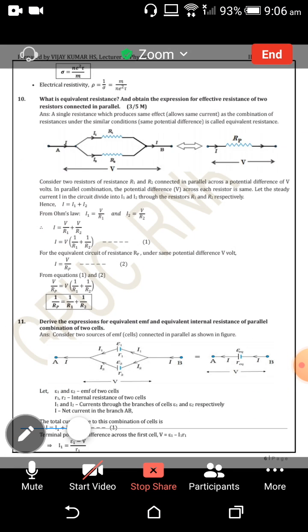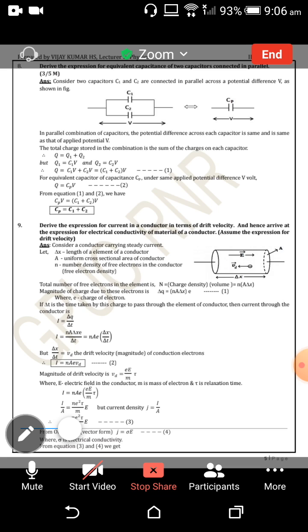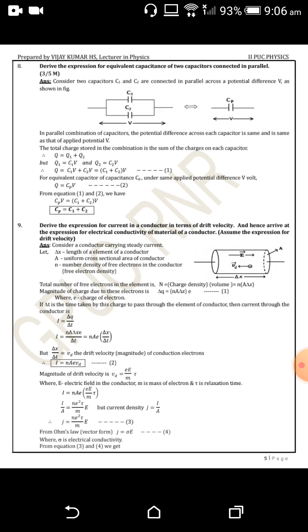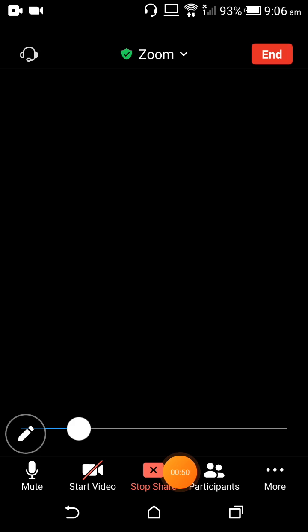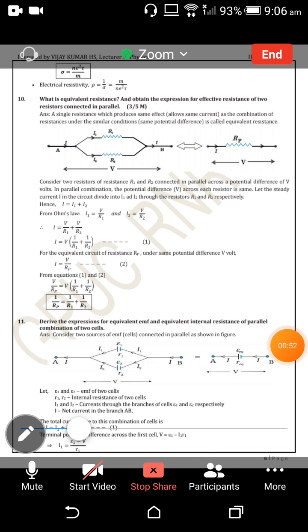Okay, fine students. In the last class, we went through the derivation for the current in a conductor in terms of drift velocity. Making use of that, we derived an expression for the electrical conductivity of a material of a conductor. So this was the last question which we discussed in the last class.